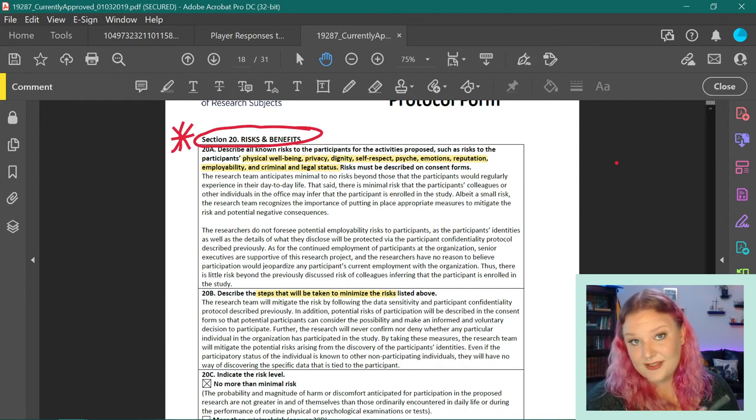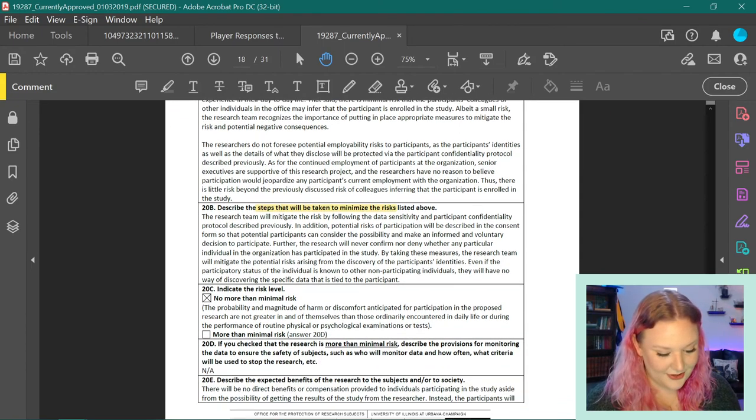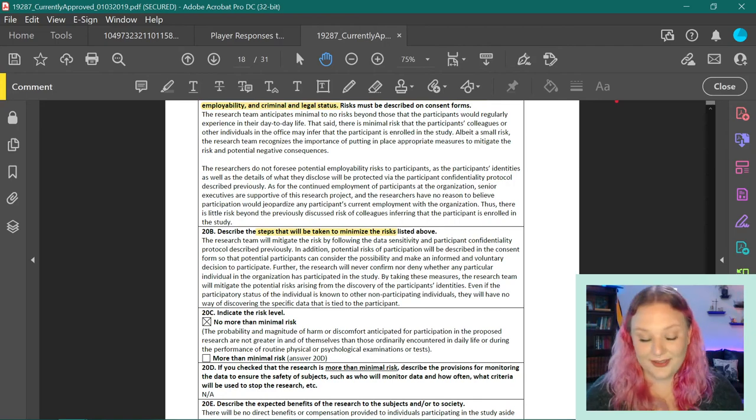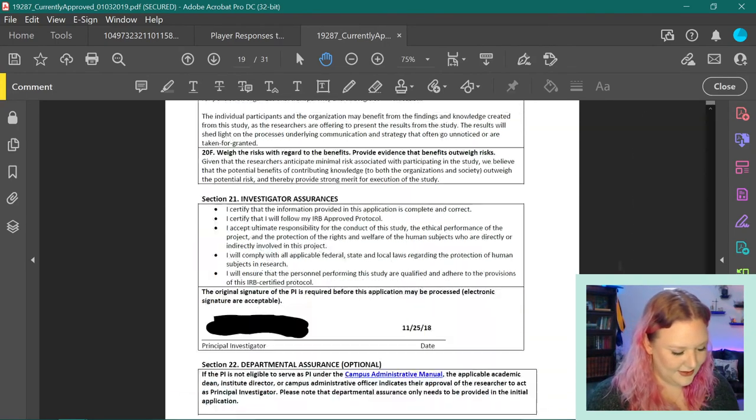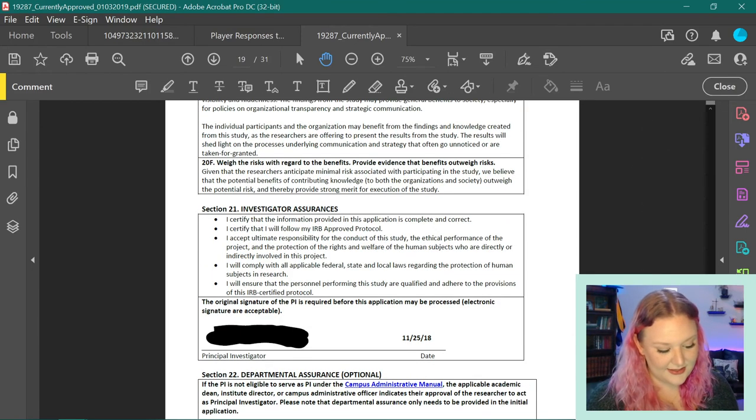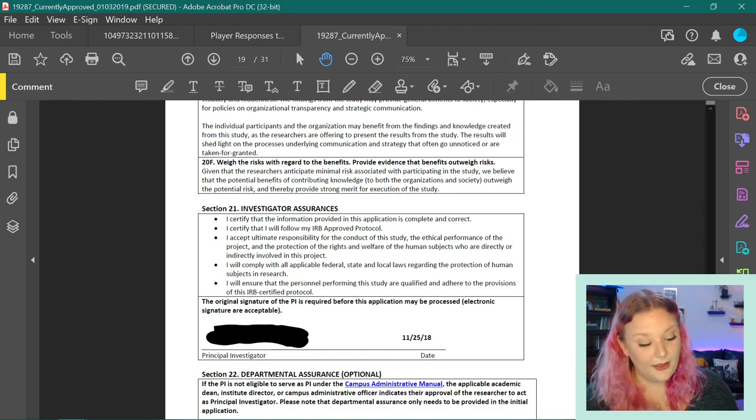Are there any risks to the participants? Their well-being, privacy, dignity, self-respect, psyche, emotions, reputation, employability, criminal and legal status. So it's not just physical harm. It's also harm broadly defined. What steps are you taking to minimize that risk? So all of this gets reviewed by the Institutional Review Board at our university.